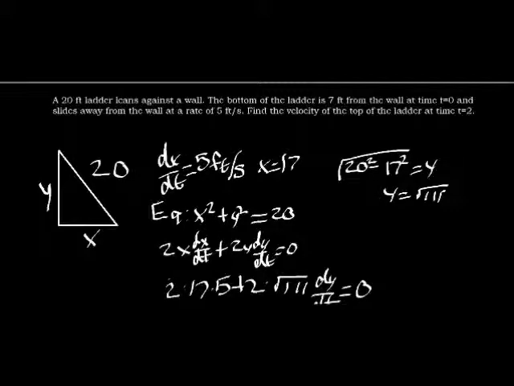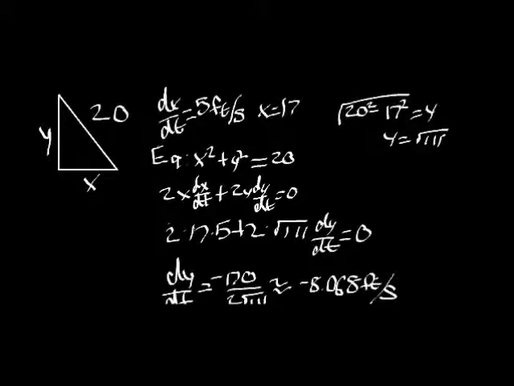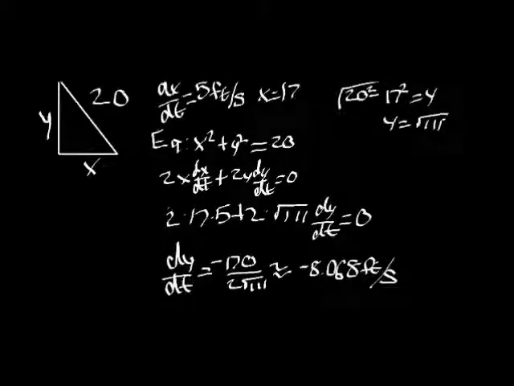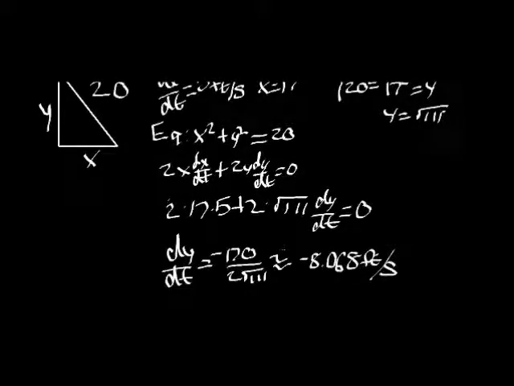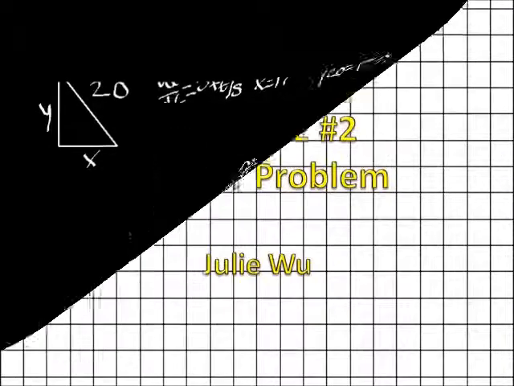Then you plug in the values you know, which is 17 for x, and then 5 for dx dt, and then the square root of 111 for y. And then you solve for dy dt, which equals negative 170 over 2 square root of 111, which is approximately negative 8.068 feet per second.